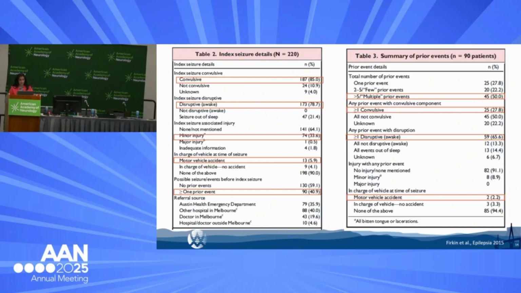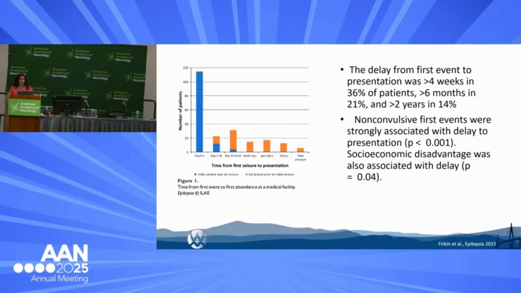They also found that the delay from the first event to presentation was greater than 4 weeks in 36% of patients, greater than 6 months in 21%, and greater than 2 years in 14%. And non-convulsive seizures were the first event. Non-convulsive first events were strongly associated with delay to presentation, as was socioeconomic disadvantage.